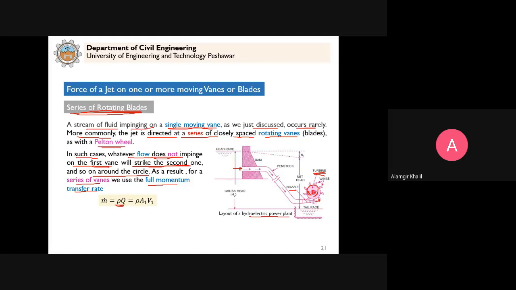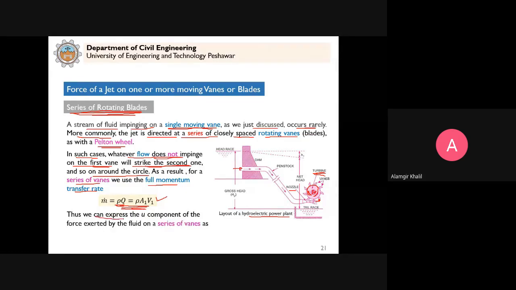It means that the water striking a series of moving vanes is fully utilized. The momentum is fully transferred. The water striking is not reduced, because even if it misses one blade, the next blade will come and it will be hit by that discharge. So that's why, when we have a series of moving vanes, this discharge is fully utilized.